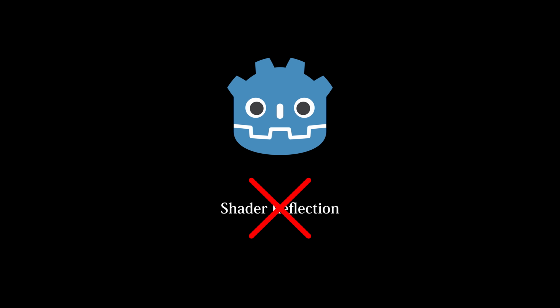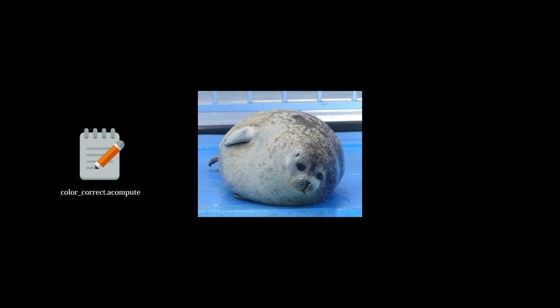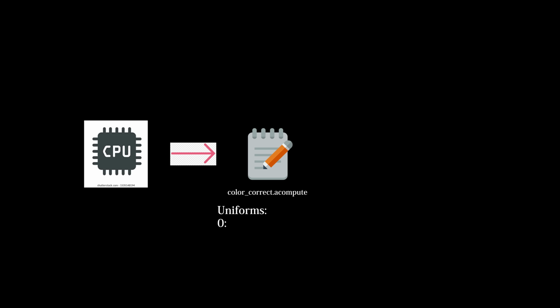As far as I'm aware, Godot does not expose shader reflection functionality yet, so we are stuck with manually specifying bindings. Imagine that we have a color correction shader that modifies the exposure and saturation of our image based on the values of two uniform variables in a buffer bound to register 0. Before we dispatch the color correction, we first need to give it the data it needs. We create a uniform buffer that contains our desired exposure and saturation values.